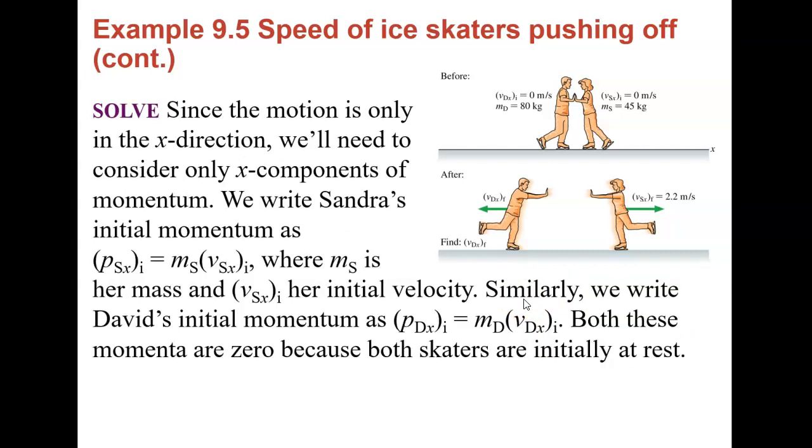Since the motion is only in the x direction, all we have to do is look at the x components. Sandra's initial momentum is her mass times her initial velocity. David's initial momentum is his mass times his initial velocity. Both of these are 0 because they're at rest, so there's no momentum. In order for conservation of momentum to hold true, Sandra's final momentum has to equal David's final momentum, with opposite signs.